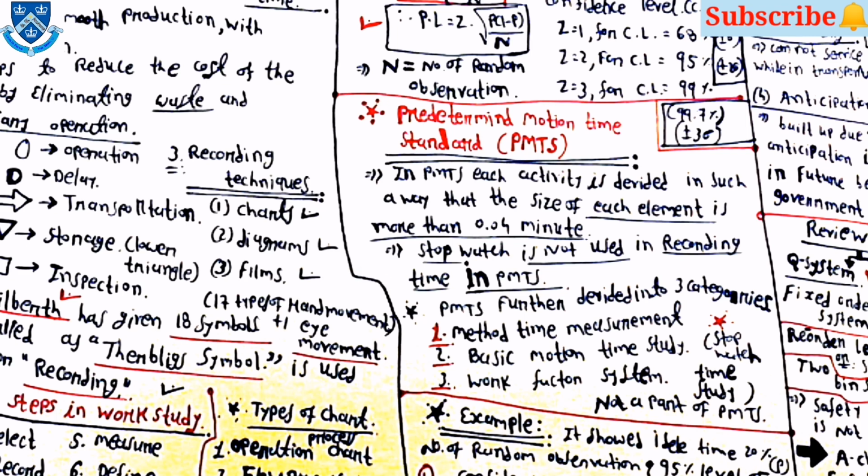It is further divided into three categories. First one is method time measurement, then the basic motion time study, and the third one is work factor system. Here the time study is not a part of the PMTS.